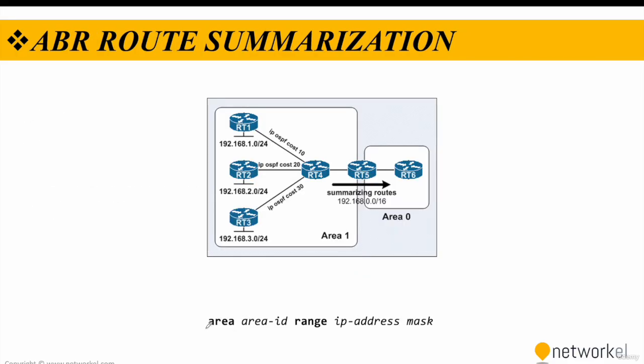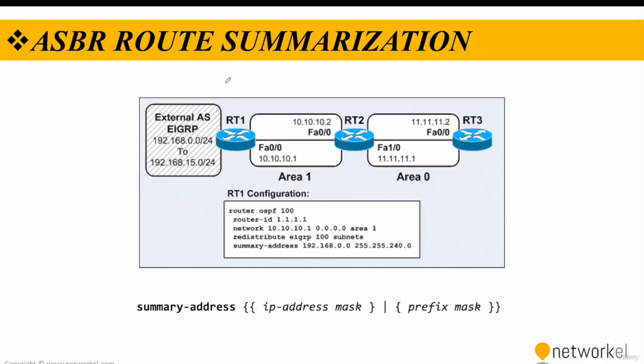So this is how the configuration looks like. I am using area followed with the area ID. Then I am using the range keyword. This one is the keyword which is doing the trick. And then I'm typing IP address and the mask. We can perform the route summarization with our ASBR router as well.